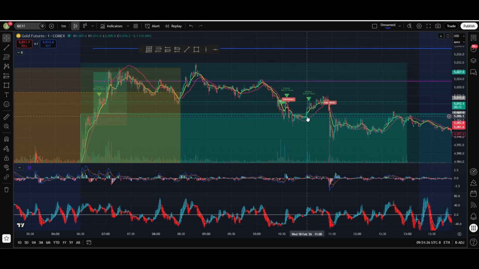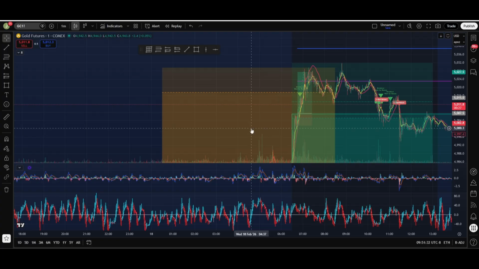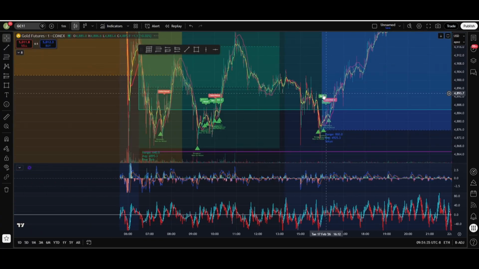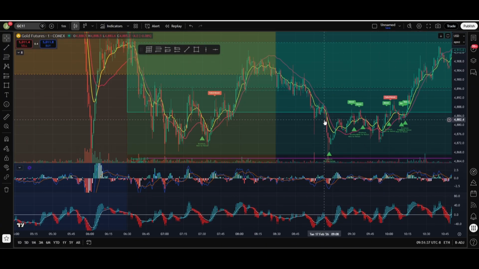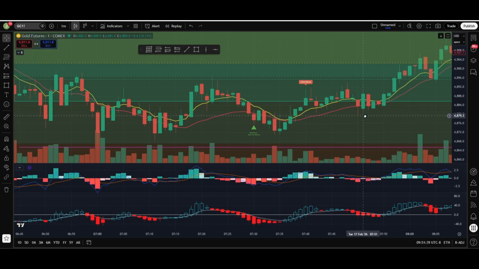We finally got a retest here and then pushed up. This again is at 11 a.m. Remember, when you're watching my videos, I am Pacific Standard Time. So let's go to another day and look at entry.